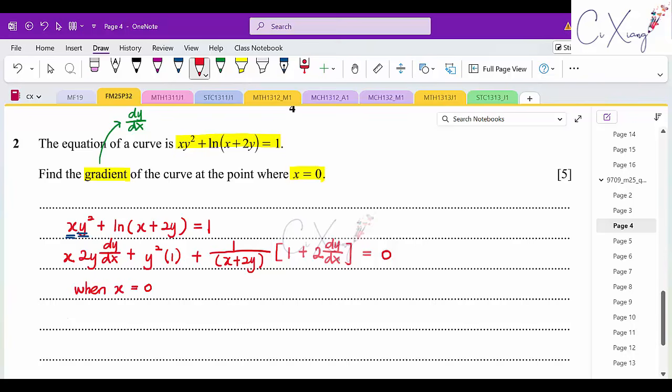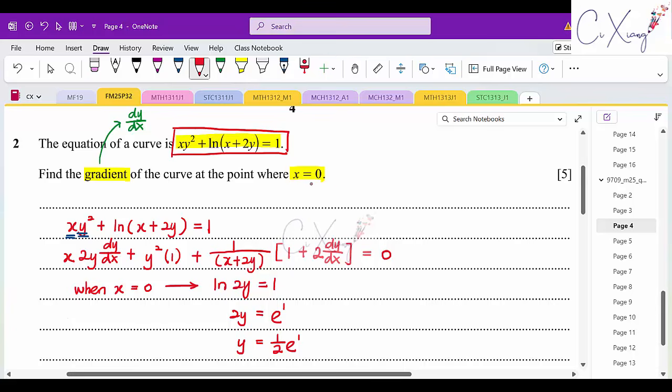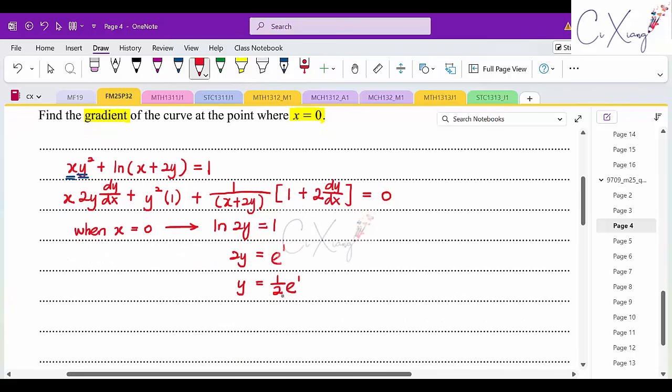When x equals to 0, what happens to your original equation? Let's have a look here. Substitute x equals to 0. The first term here, you'll get a 0. The second term here, you're having ln of 0 plus 2y, which is ln 2y, and it equals to 1. So again, you have to use a little bit of the properties of exponential and also the log function. Ln is base e, so bring it over, and it becomes e power 1. Then you're having y equals to half e power 1. Now these two values are very important: when x equals to 0, your y is equal to e power 1 over 2.